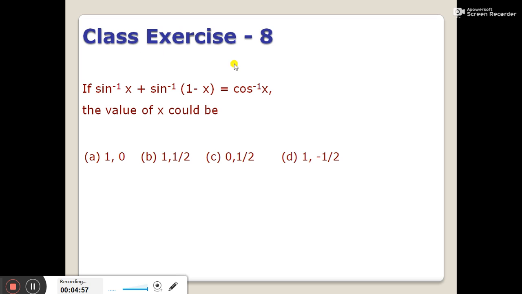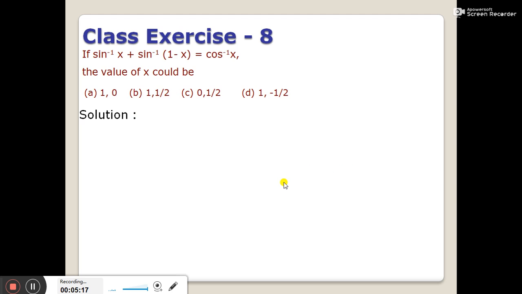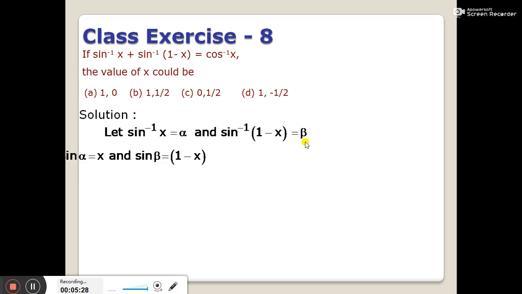Now we have the next example. If sin inverse x plus sin inverse of 1 minus x is equal to cos inverse x, the values of x could be 1, 0; 1 by 2; 1, 0; 1 by 2; and 1, minus 1 by 2. Which option is correct? To find the solution, first of all, again we have sine inverse x is equal to alpha and sine inverse of 1 minus x is equal to beta.